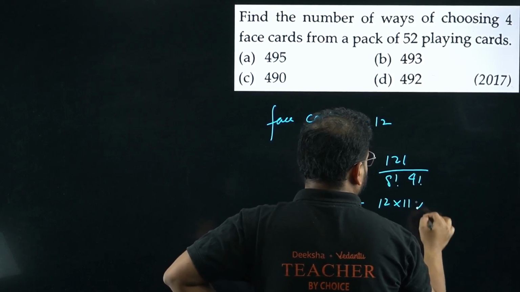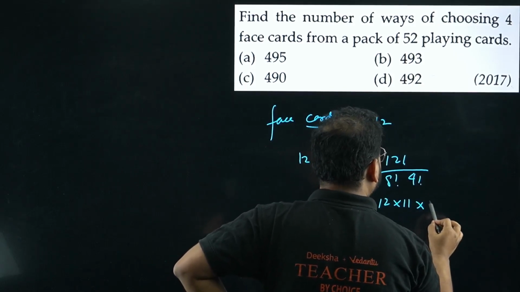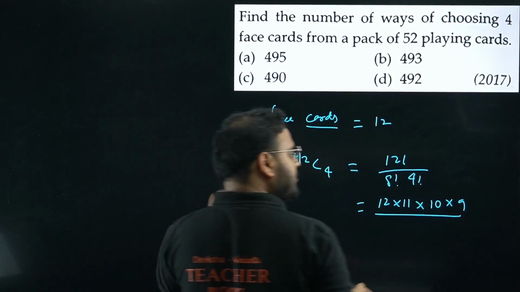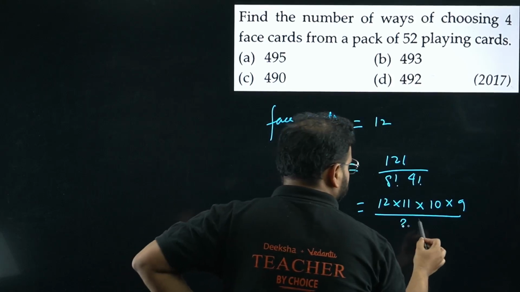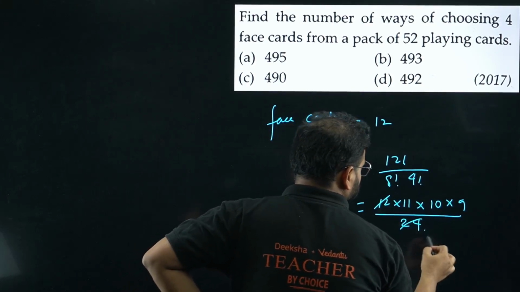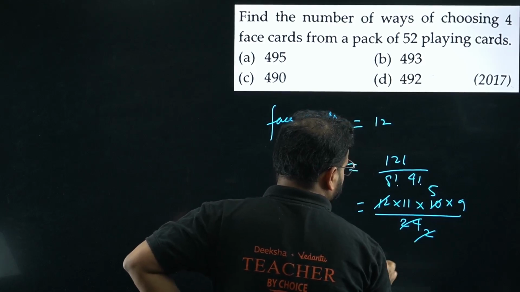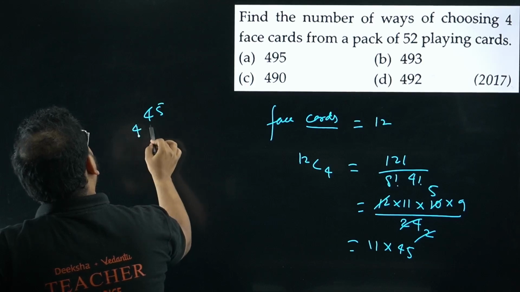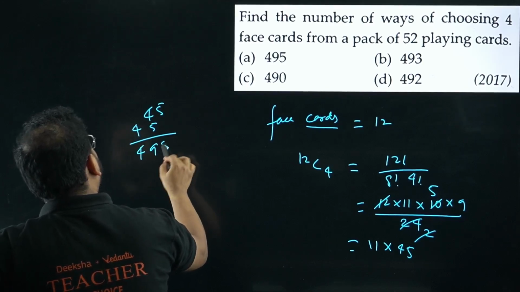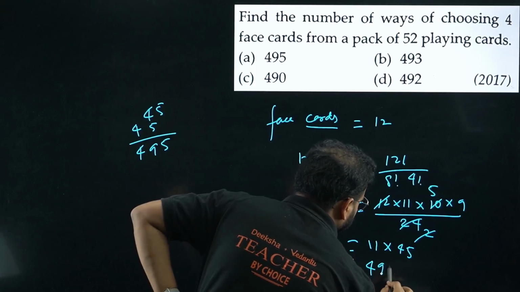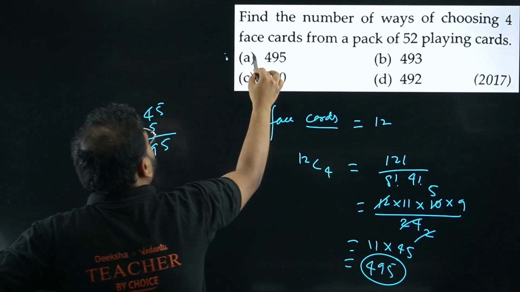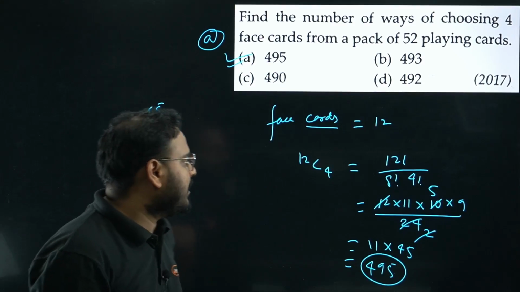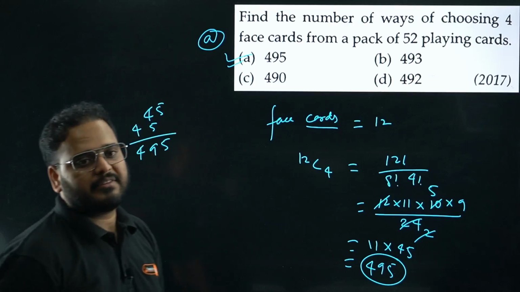12 into 11 into 10 into 9, divided by 4 factorial, which is 24. So I get 12 2s are 24, 2 5s are 10, and I'm getting 11 into 45. It means 495. Answer is 495. Please check. Option A is correct. Picking 4 face cards out of the total 12 face cards, so 12C4, 495 is the correct option.